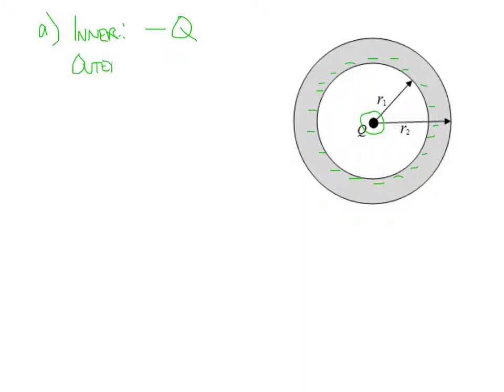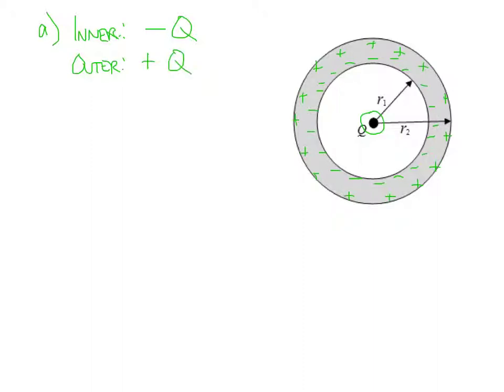Well, since the whole conductor is uncharged and charges are free to move, those negative charges must have come from a place that leaves a positive charge. So on the outer surface, there's going to be a net positive charge, which I'm going to represent by plus signs all around the conductor. And all those positive charges add up to a total of positive Q.